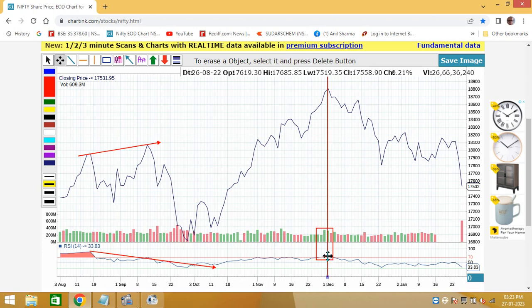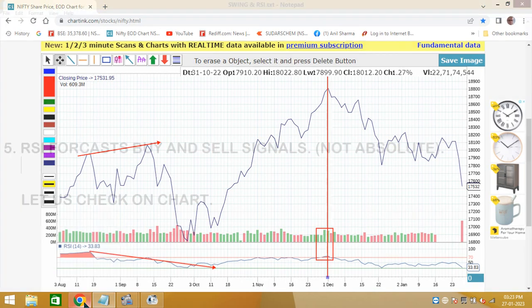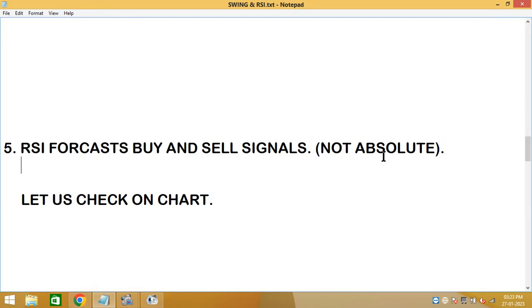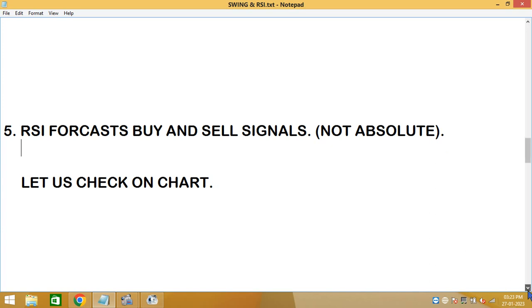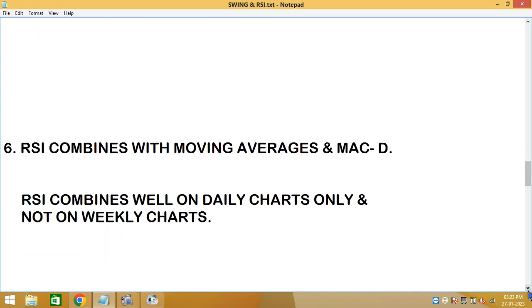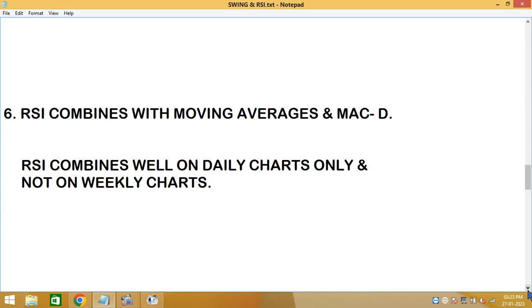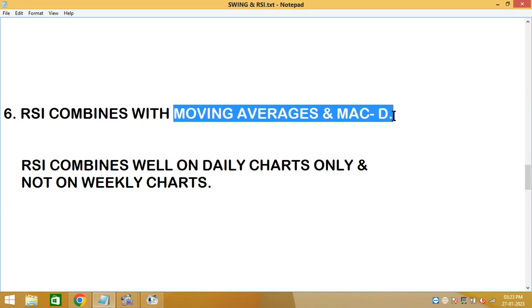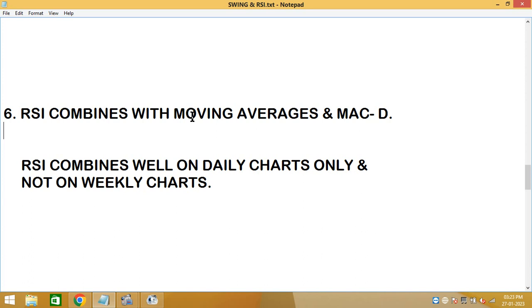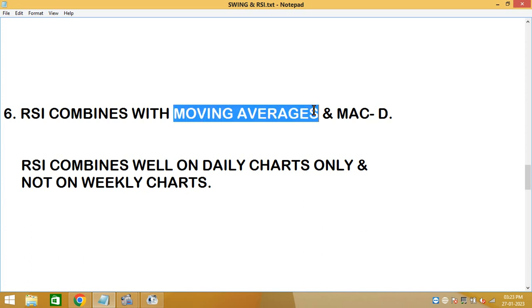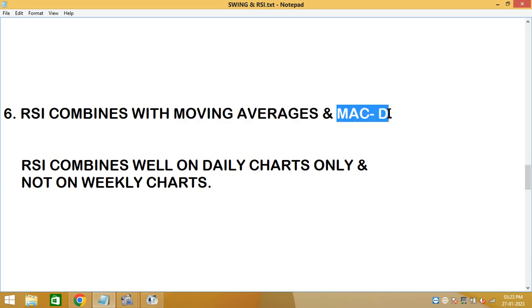Are you seeing this? But sometimes it may not be very accurate also. We will discuss it a little later. So this is not an absolute. This is nearly the same. And when I say this is nearly the same, that means that to be a little exact, it has to be combined, friends, with other indicators like moving averages and MACD. Now the best combination of RSI is moving average and MACD together.